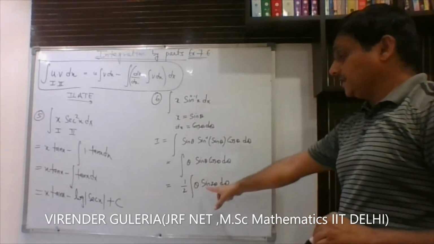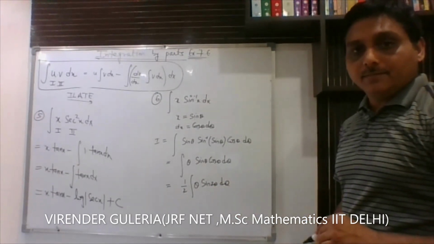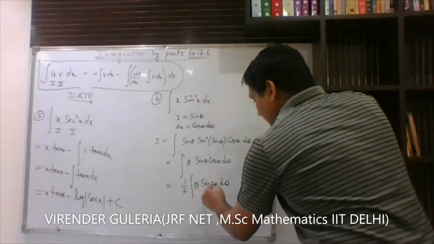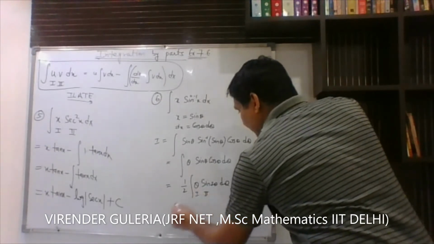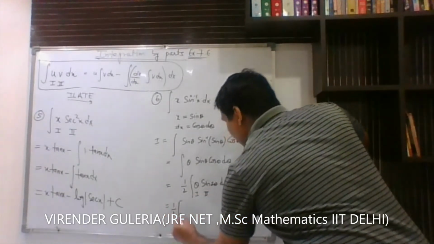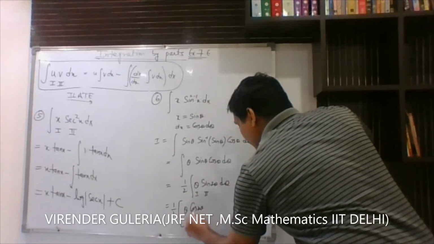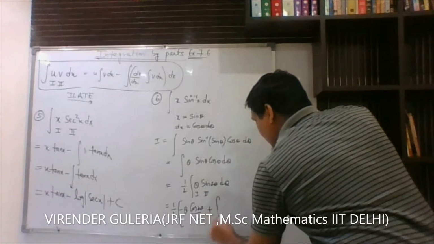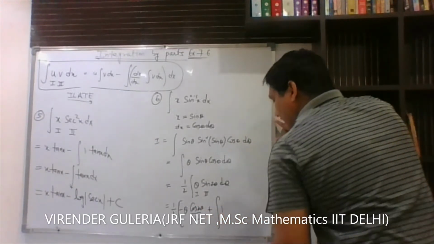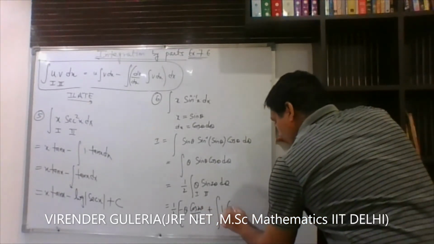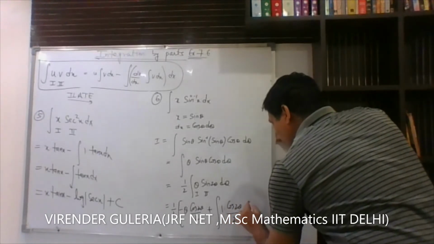Now, on this expression, we will apply integration by parts. This is algebraic and this is trigonometric. So this is the first function, this is the second function. Let us apply that. First, as it is, integration of sine 2 theta is cos 2 theta divided by 2 with a negative sign. Derivative of theta with respect to theta is 1. This will become minus cos 2 theta upon 2 theta.